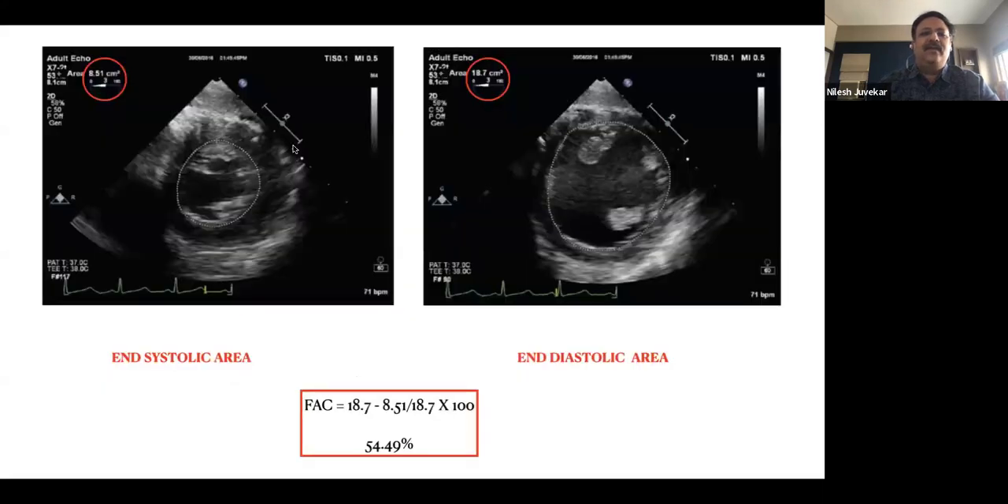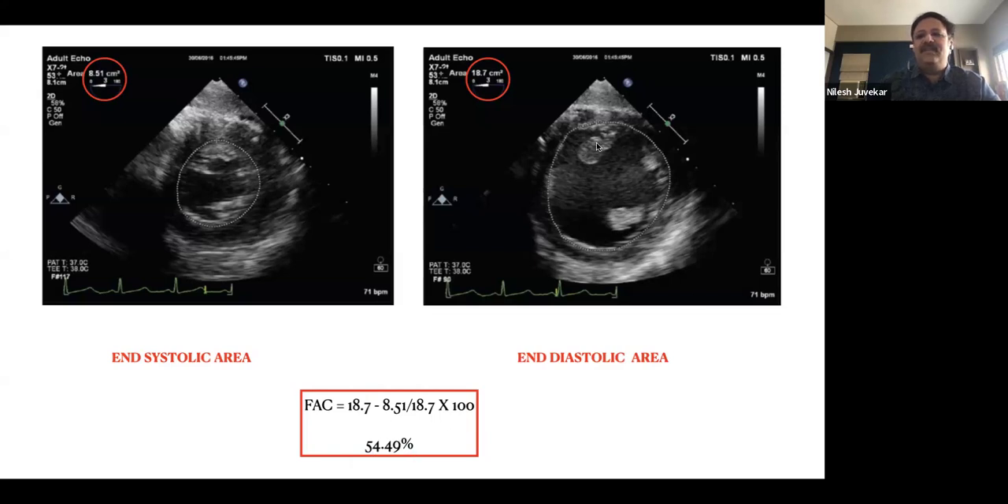So here we can see that this is in systole. This can be correlated with your ECG, and this is in end diastole. So this is the end diastolic area, while this is the end systolic area. And when we substitute it in this formula, we get what is your FAC.